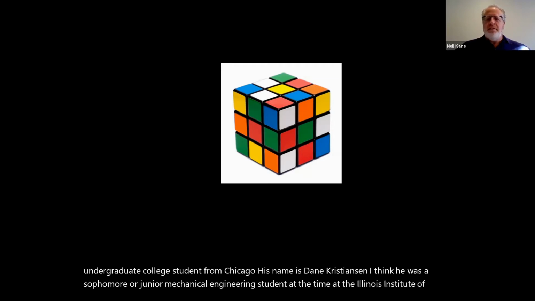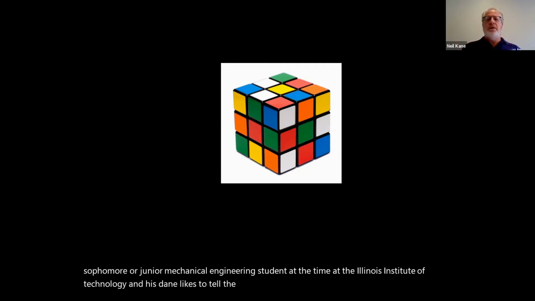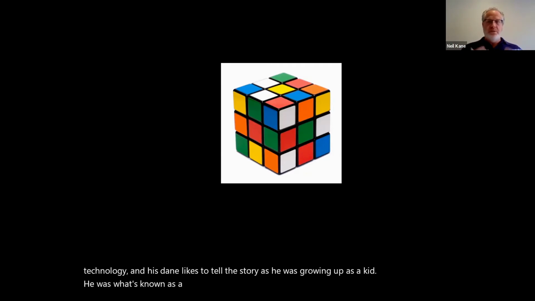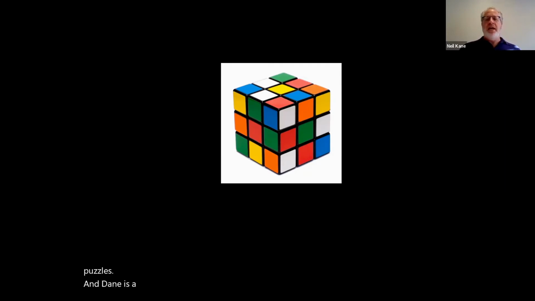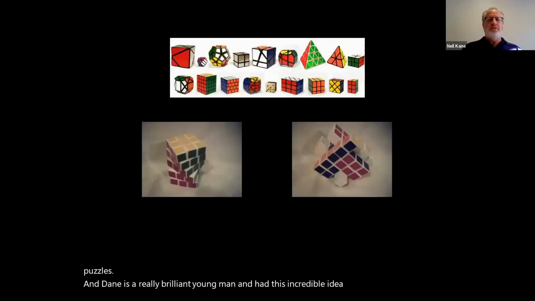And as Dane likes to tell the story, as he was growing up as a kid, he was what's known as a cuber. That is somebody who was really into cubing, which is the term for people who like to play with Rubik's Cubes, and more generically, they're called twisty puzzles. And Dane is a really brilliant young man and had this incredible idea for basically hacking a Rubik's Cube.